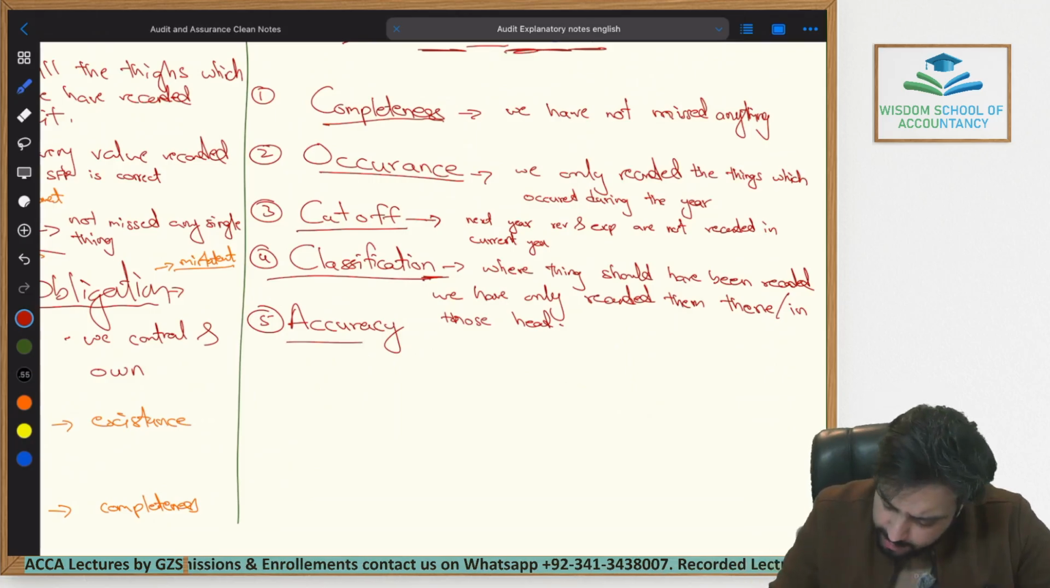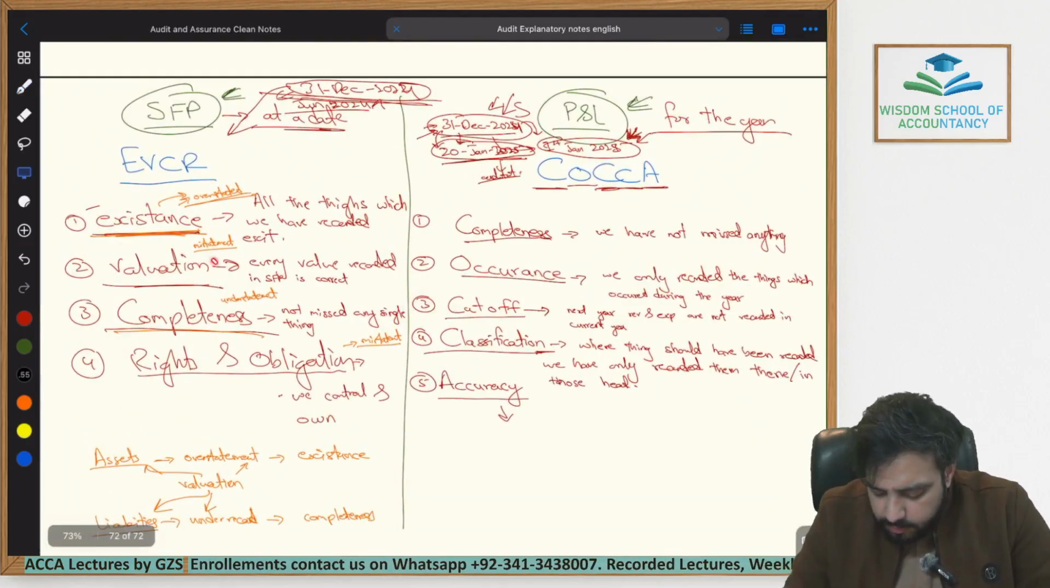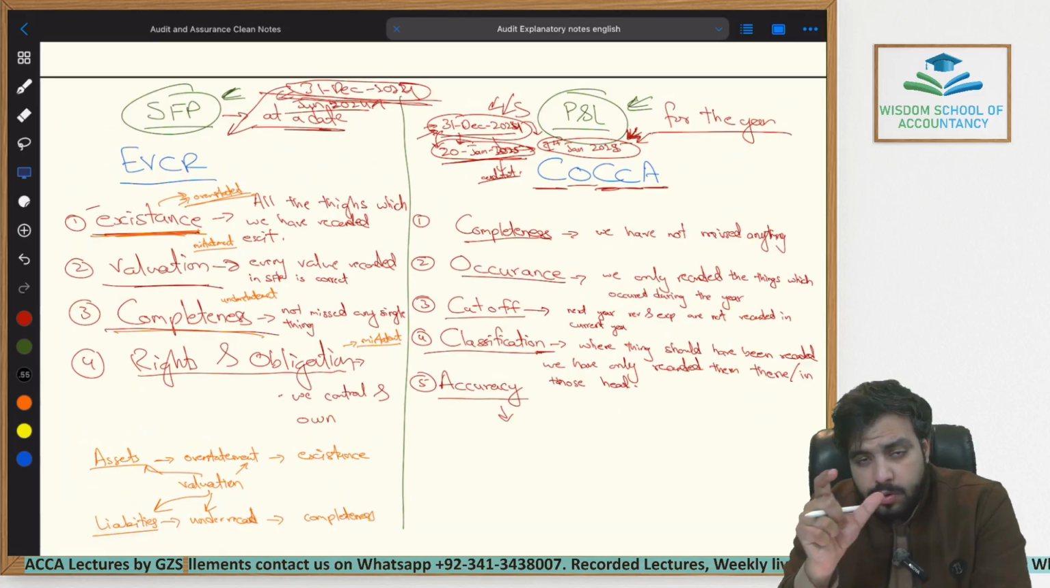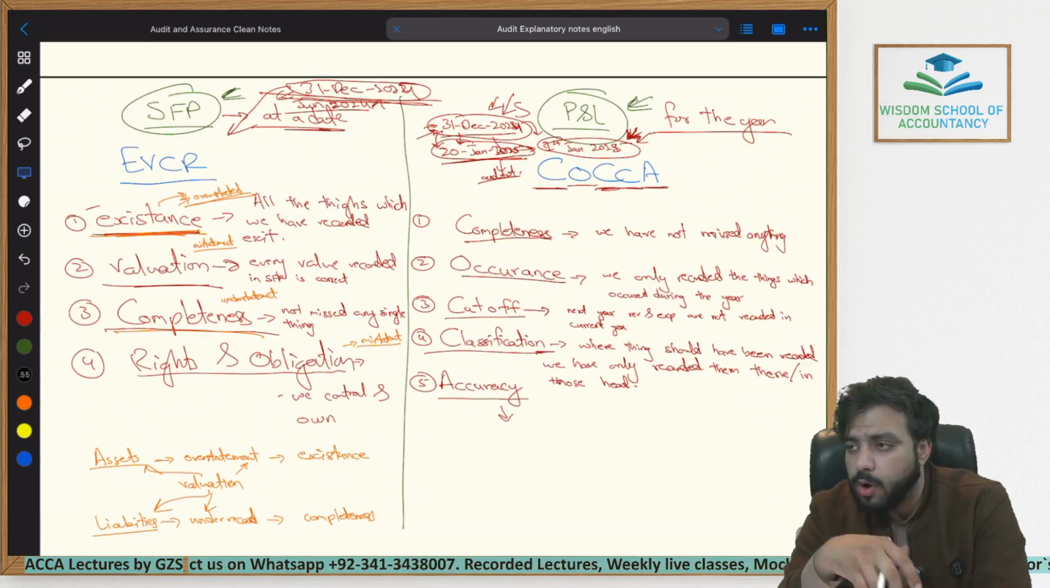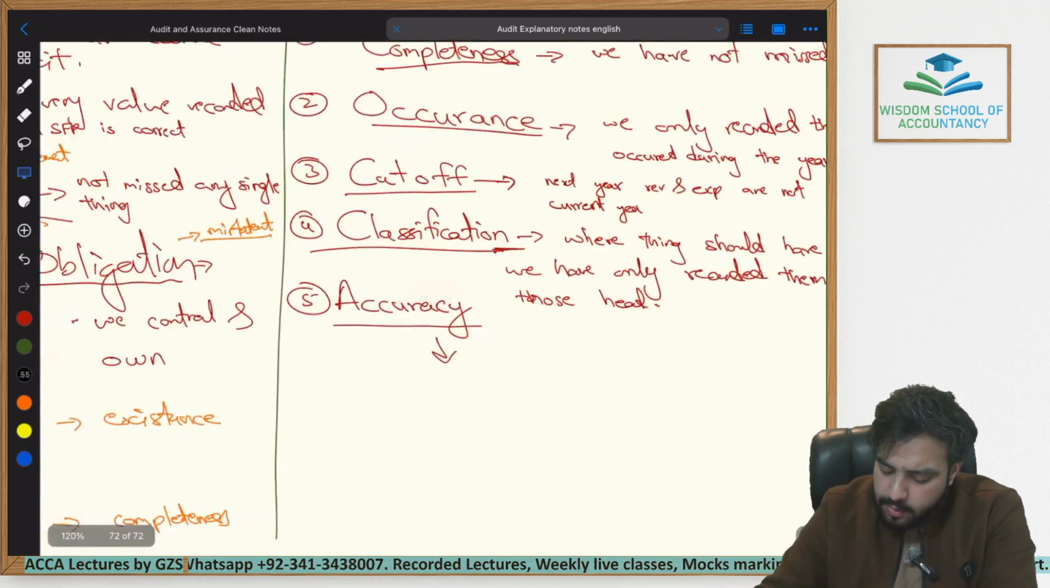Coming towards the next one, accuracy. Accuracy is again linked with valuation. Valuation meant that the value that is recorded for a particular type of thing within statement of financial position is appropriate. The value is not over recorded or under recorded because of, let's say, an issue, an error, or fraud. Whatever the case is, the value is appropriately recorded.